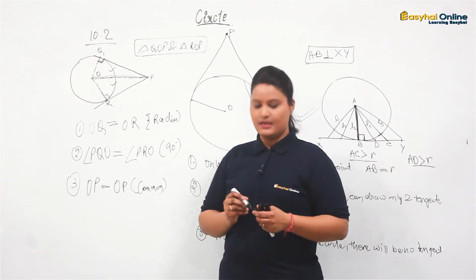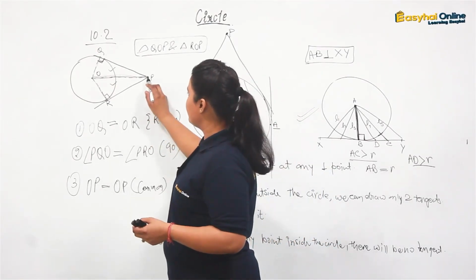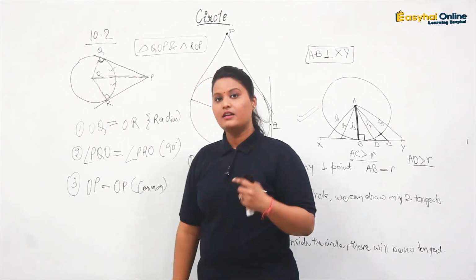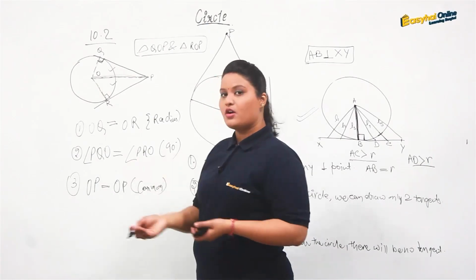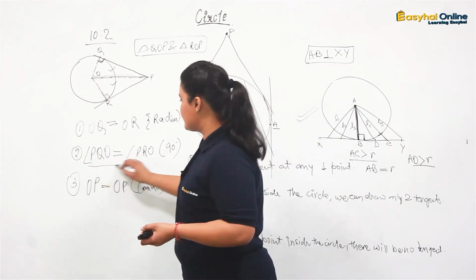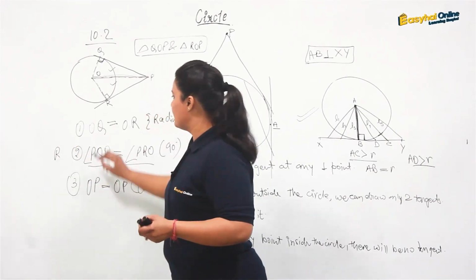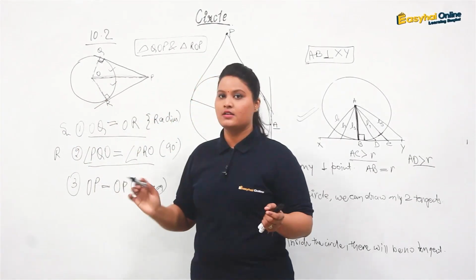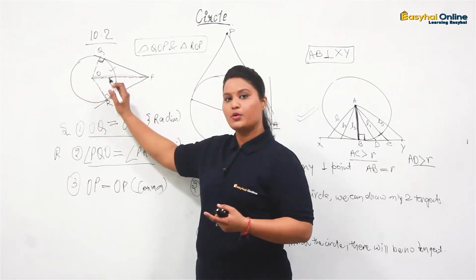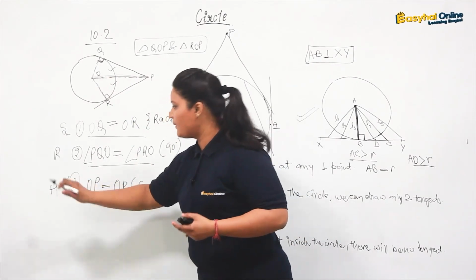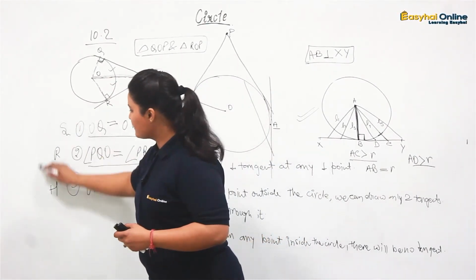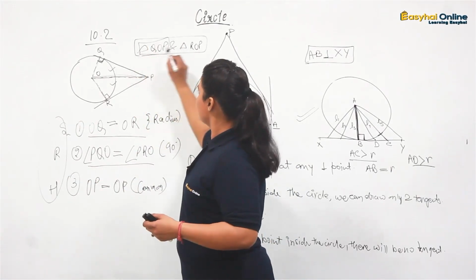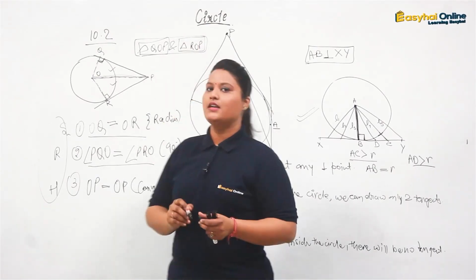So I can say triangle PQO and triangle PRO are congruent to each other by which congruency rule? This is 90 degrees, meaning right angle. OQ is the side, and OP is the hypotenuse for both the triangles. So this is my hypotenuse. So using the RHS congruency rule, I can say that triangle POQ is congruent to triangle ROP.